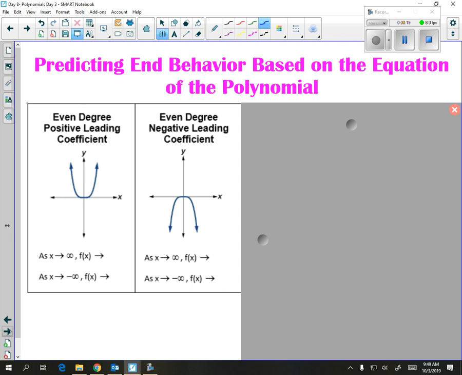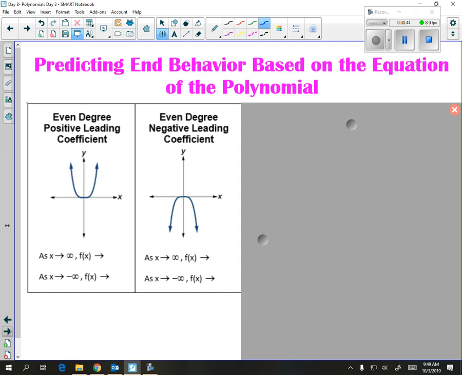The first thing you're going to want to know to predict end behavior is: is it an even degree or an odd degree polynomial? We talked about last time, if you have an even degree polynomial, your arrows will head in the same direction. So x squared, arrows head in the same direction. X to the fourth, arrows head in the same direction. They either both go up or they both go down.